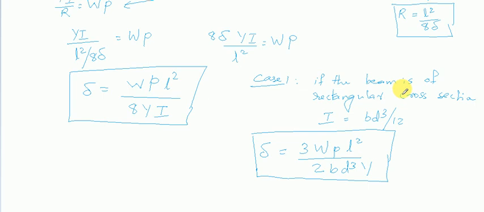Now, if the beam is of a rectangular cross section, then the geometrical moment of inertia, we already know, is I equal to B D cube divided by 12. Substituting that, we get the expression for delta as delta equal to 3 W P L square divided by 2 B D cube Y.